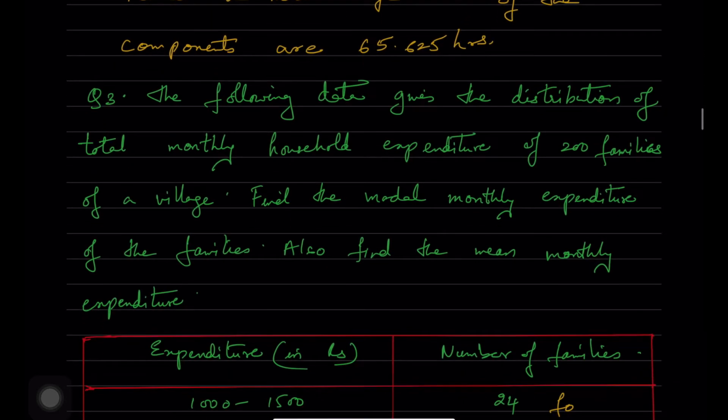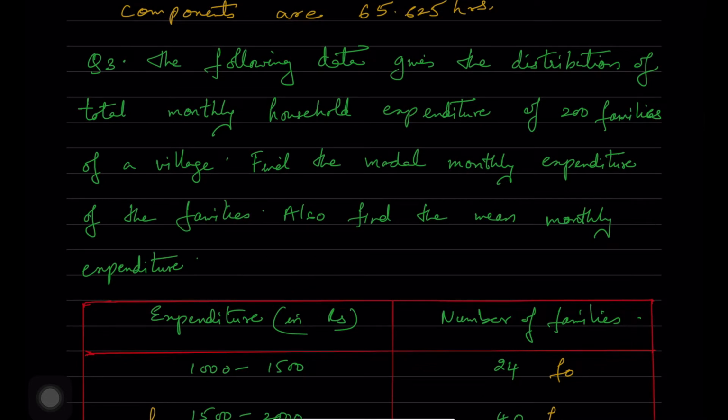Now next, question 3. The following data gives the distribution of total monthly household expenditure of 200 families of a village. Find the modal monthly expenditure of the families. Also find the mean monthly expenditure. So we have to basically find the mean and mode over here.